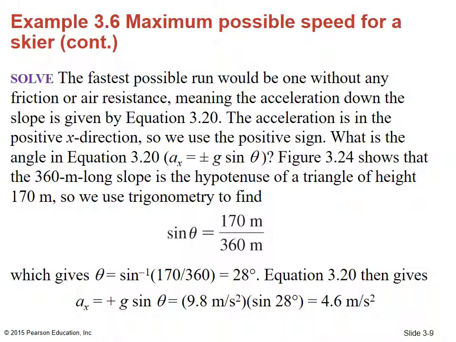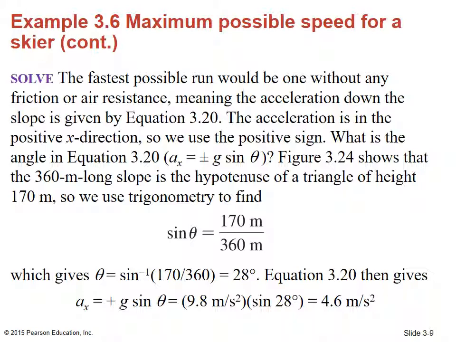What is the angle in equation 3.20? The figure on the previous slide shows that the 360 meter long slope is the hypotenuse of a triangle of height 170 meters. So we use trigonometry: the sine of theta is the opposite side, 170 meters, divided by the hypotenuse, 360 meters, which gives an angle of 28 degrees.